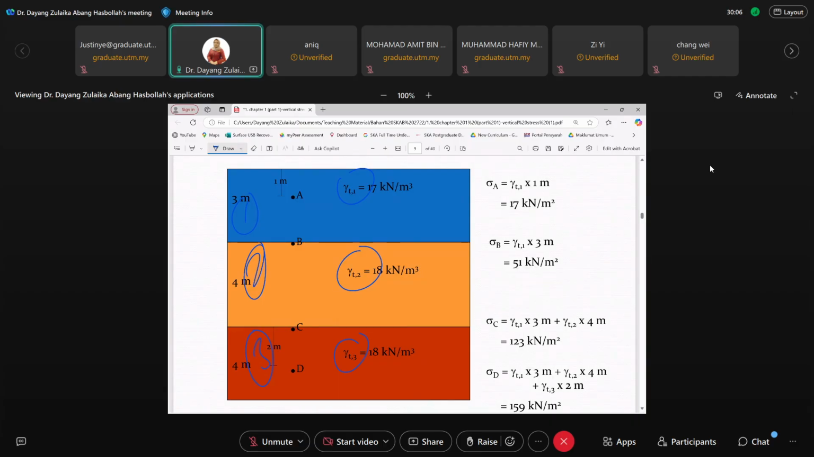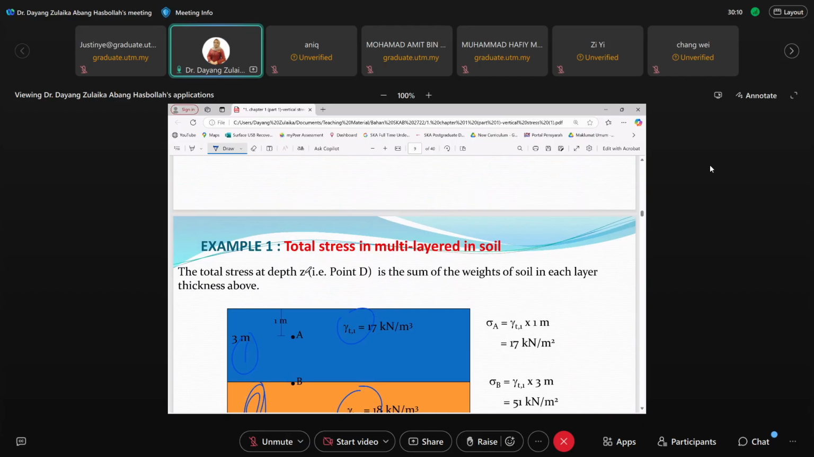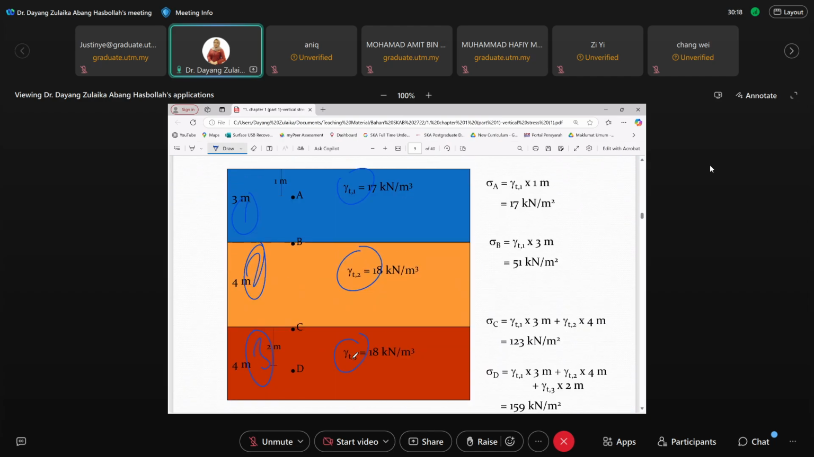Okay. So the question is asking you to calculate the total stress at each point. Each point, which we have point A, point B, point C, and point D. So how are you going to calculate this?